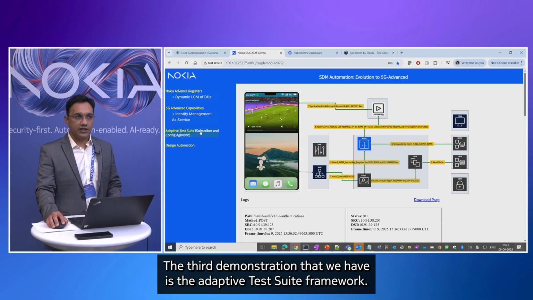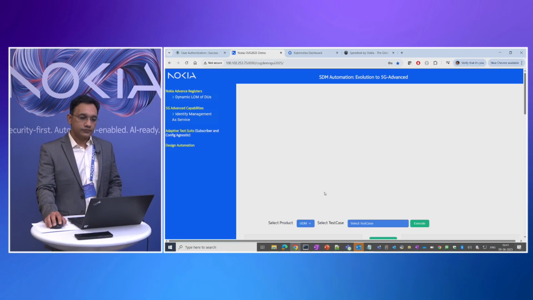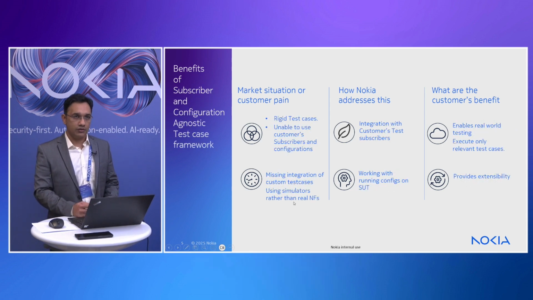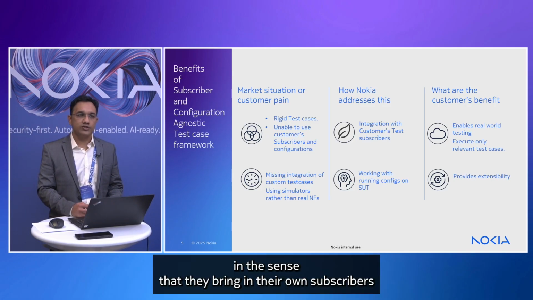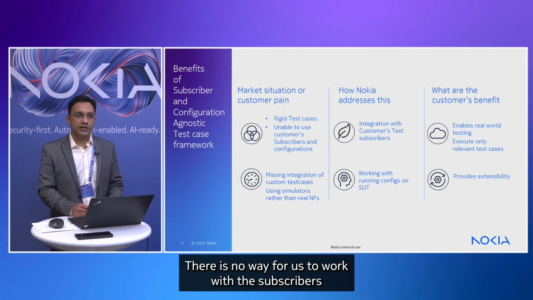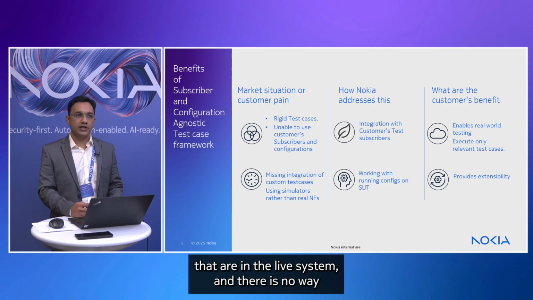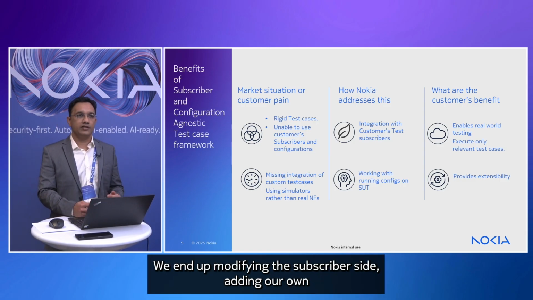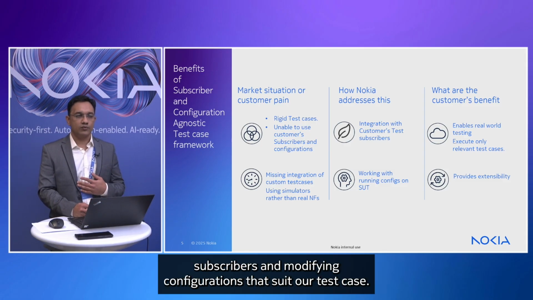The third demonstration that we have is the adaptive test suite framework. Basically, the adaptive test suite framework was introduced because of requests from multiple customers. Today, our test suite frameworks are extremely rigid in the sense that they bring in their own subscribers and their own configurations. There is no way for us to work with the subscribers that are in the live system, and no way for us to use the configurations that are already present on the system. We end up modifying the subscribers or adding our own subscribers and modifying configurations that suit our test case.